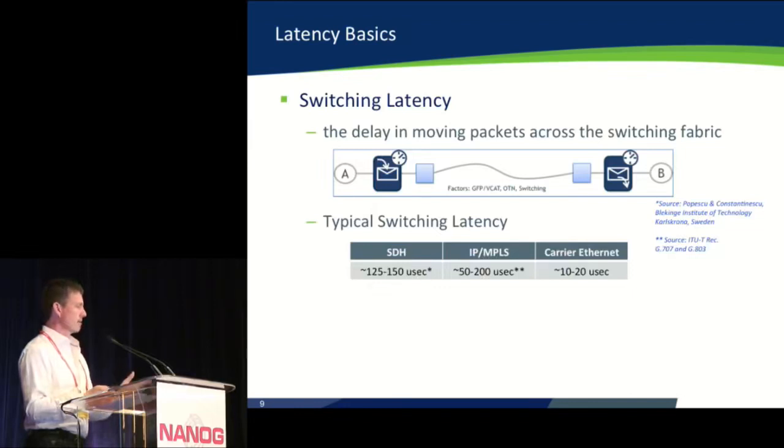IP/MPLS varies between 500 and 200. And then carrier Ethernet between 10 and 20 microseconds. And this is primarily due to the fact that you're not having to buffer a full frame of data. You can switch on the packets, which are much smaller.